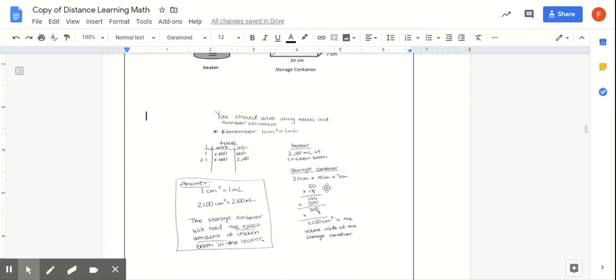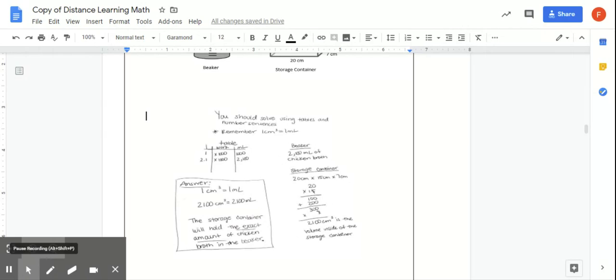I made sure to show my work. 20 times 15 is going to get me 300. 300 times 7 is going to get me 2,100 centimeters cubed. That is the volume inside of the storage container.